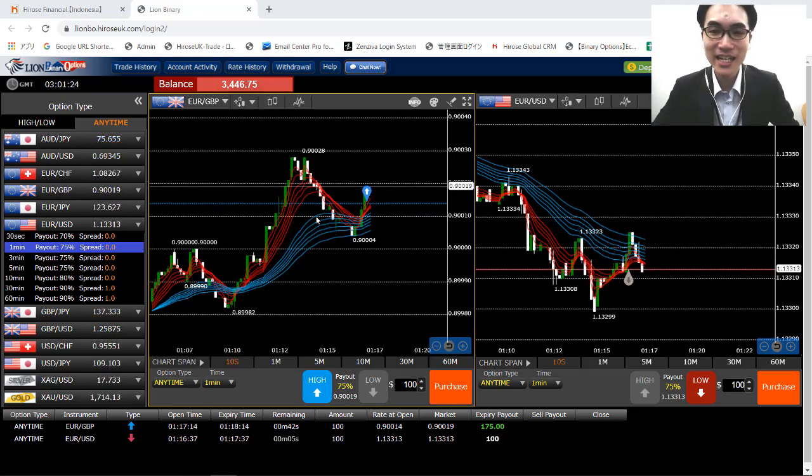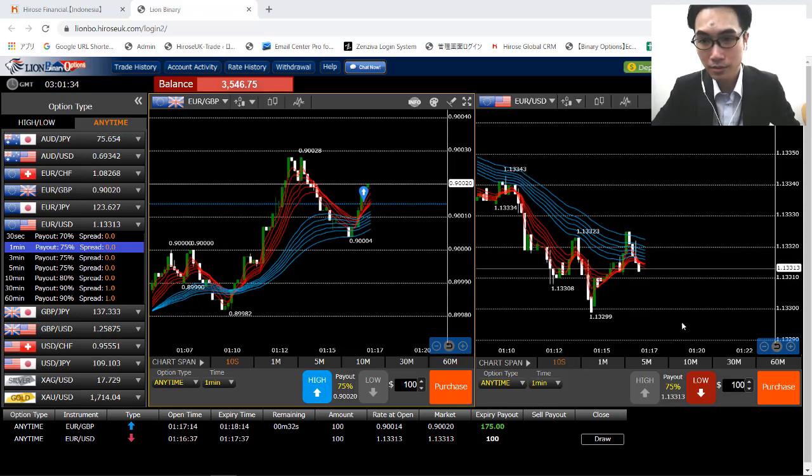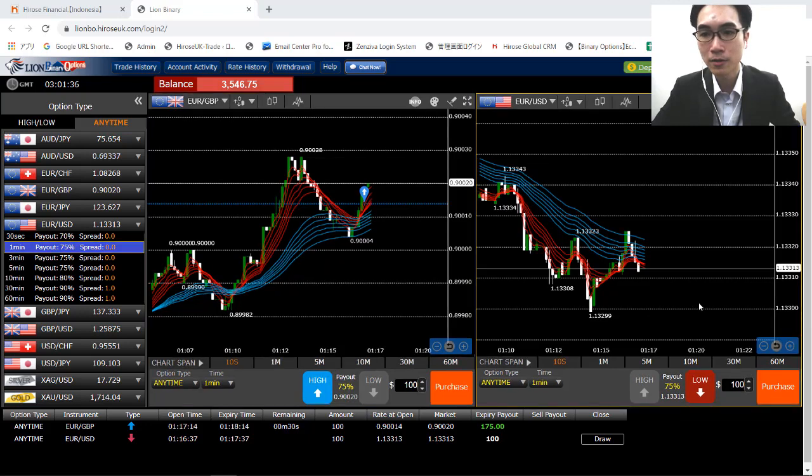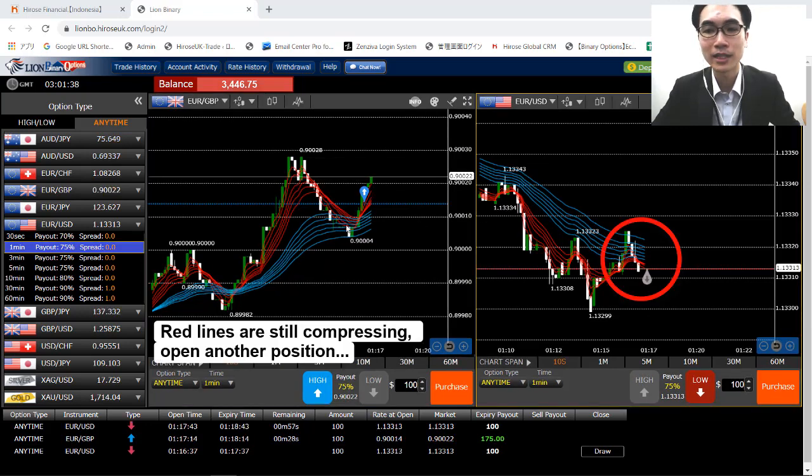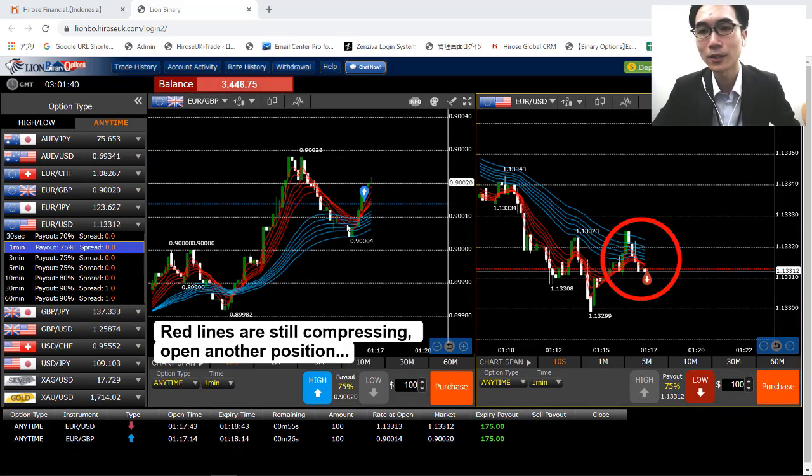The GMMA is really simple. The purchasing timing is really easy to understand. I strongly recommend you to give it a try. The trade just now was entered in a draw on the right there, but then the red lines are still compressing, so I open another position to aim for profits.